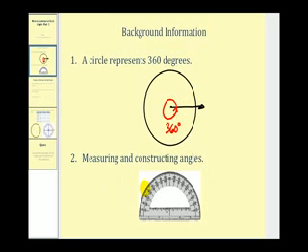And then secondly, it's important that we know how to measure an angle using a protractor as we see here. Because what we're going to do is divide up this circle into sectors to represent each category based on what percent of 360 degrees that category would represent.